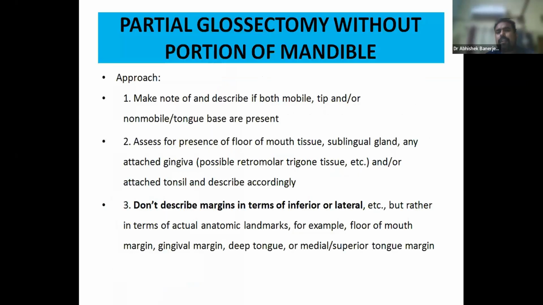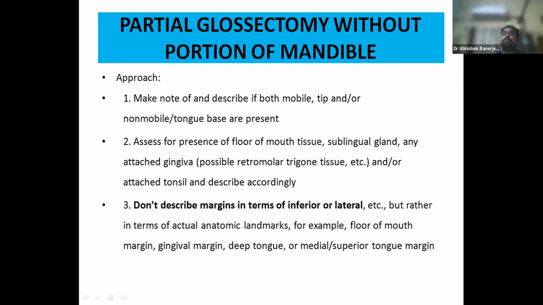Now, partial glossectomy with a portion of mandible, what needs to be done? Make a note of both and describe if it is the mobile tongue or tip, or the non-mobile base of the tongue. So what they are telling is about the orientation, the location of the entire thing. Assess the presence of the floor of the mouth, sublingual gland, attached gingiva and attached tonsil, and describe accordingly.